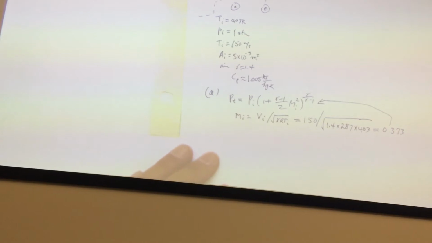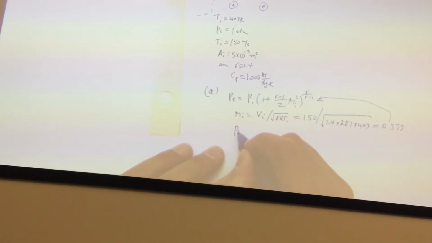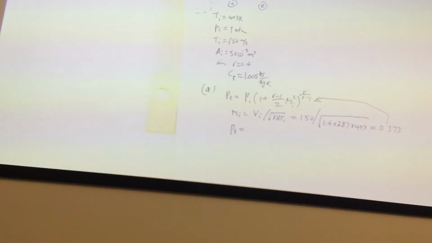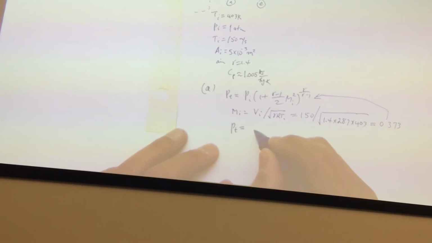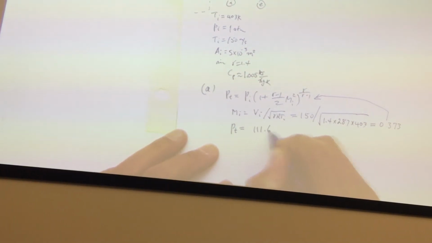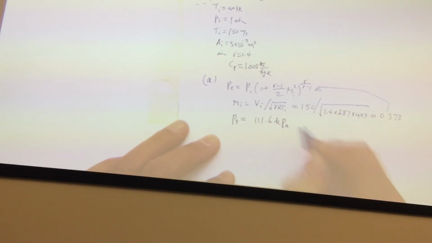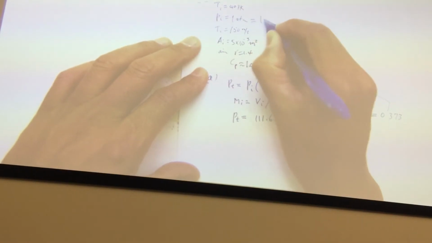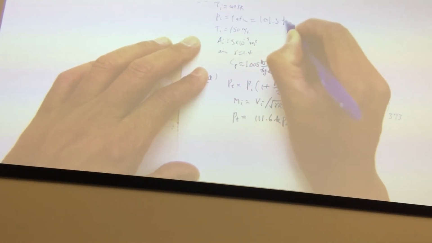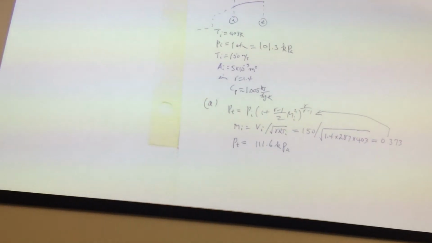So your PT will be equal to 111.6 kilopascal. Now this one atmosphere is 101.3 kilopascal. Right?